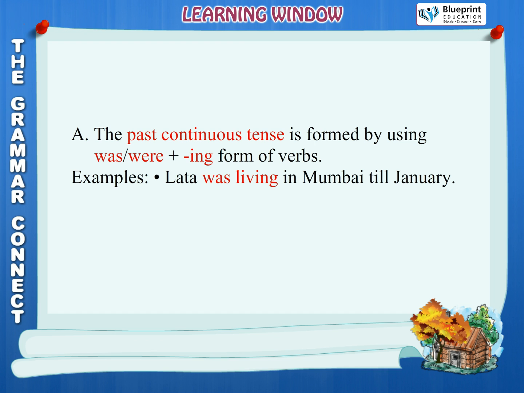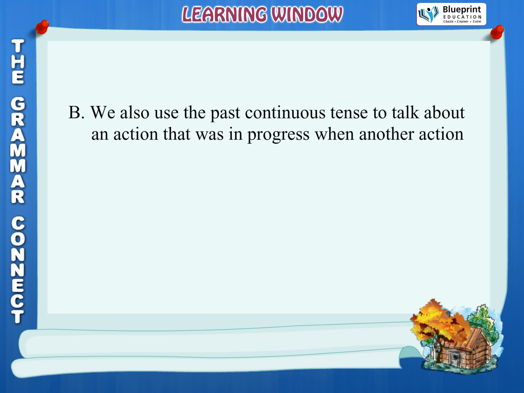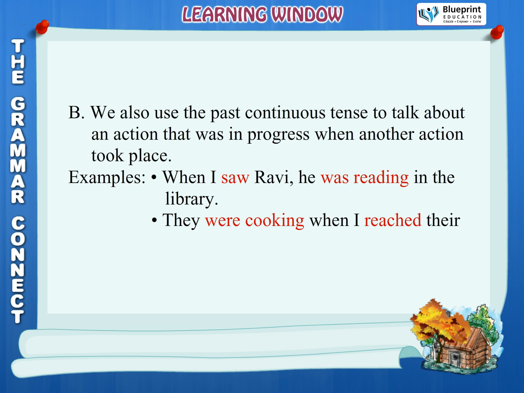Examples: Lata was living in Mumbai till January. Rekha and Roshni were studying for the test. B. We also use the past continuous tense to talk about an action that was in progress when another action took place. Examples: When I saw Ravi, he was reading in the library. They were cooking when I reached their house.